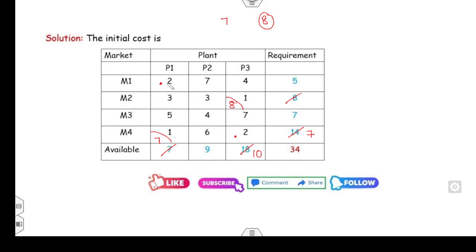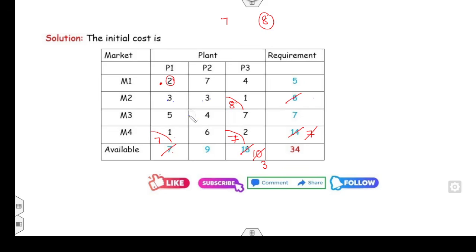Corresponding to this cost value 2, there is no availability, so we can never assign them. Corresponding to this 2, 10 and 7, so the allocation is 7. Fine. Next number is 3 and 3. Corresponding to this 3, there is no requirement. Corresponding to this 3, again there is no requirement.